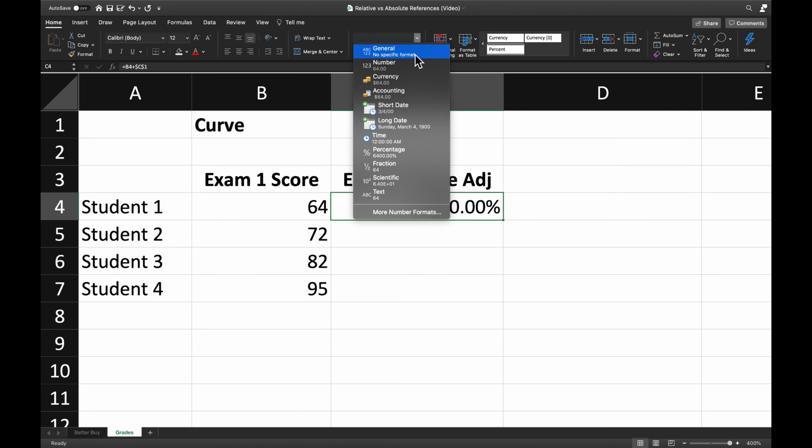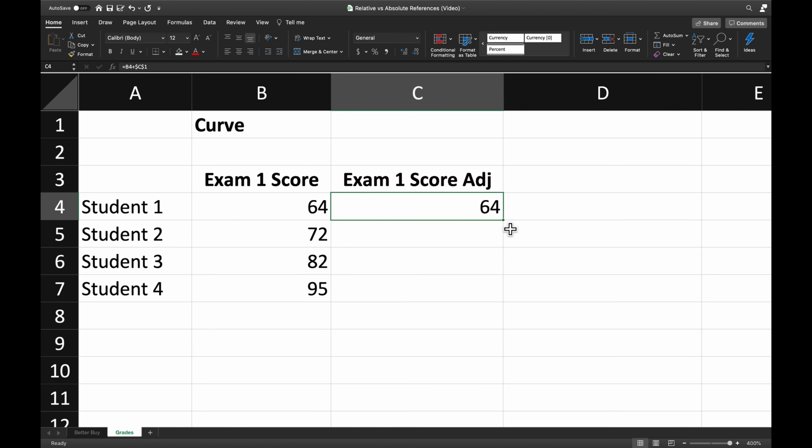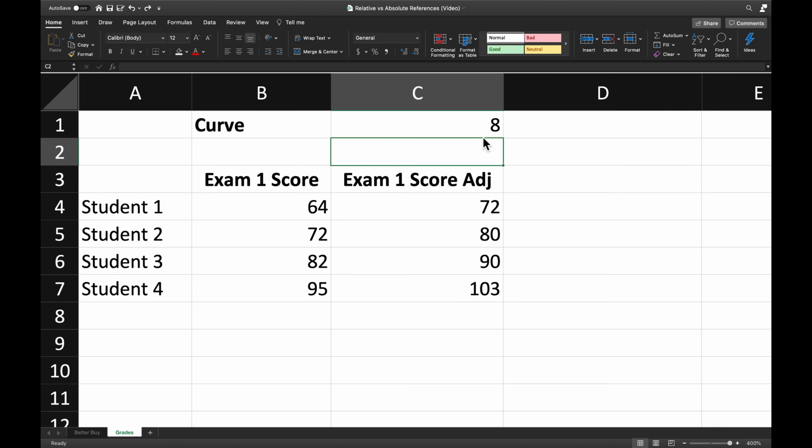I'll change the format back to general. Now we can simply autofill. These new scores remain the same because each of these scores is adding this blank cell. Now comes the fun part. Let's curve everyone's score by 5 points. What about 8 points? What about 6 points? Because student 1 doesn't really deserve to fail, but just barely.